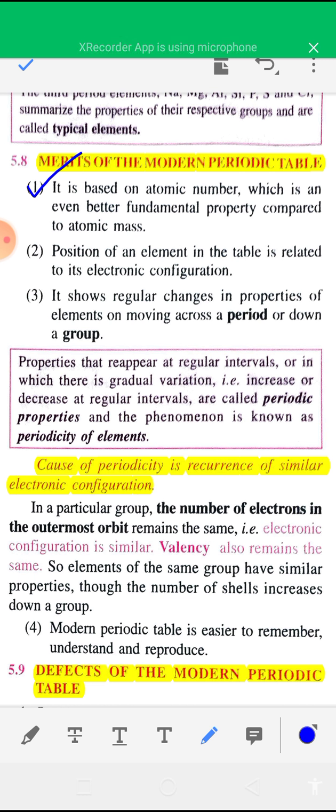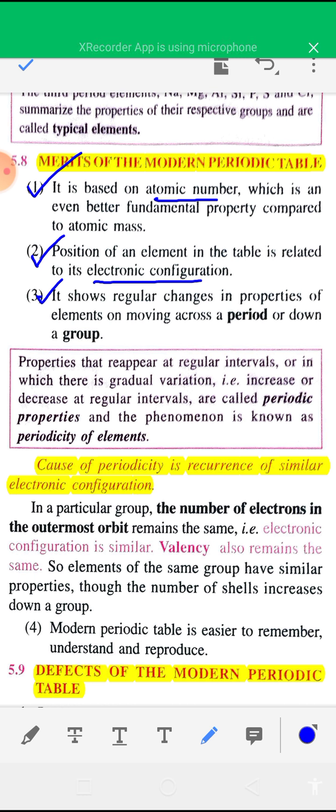merit of the modern periodic table is that the position of an element in the periodic table is related to its electronic configuration. In the modern periodic table, the position of an element is related to its electronic configuration. Okay, and third merit, it shows regular changes in properties of elements moving across a period or down a group. The modern periodic table shows the regular variation in properties of elements on moving across a period or down a group.